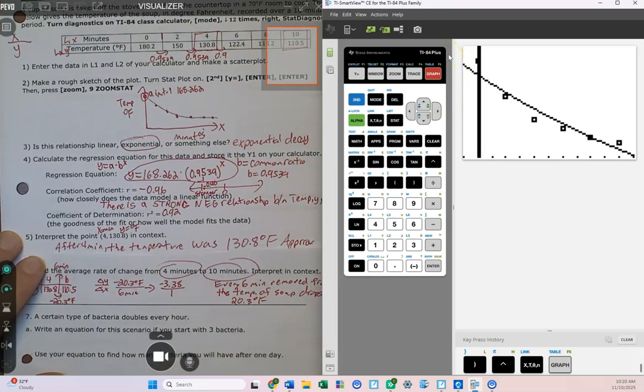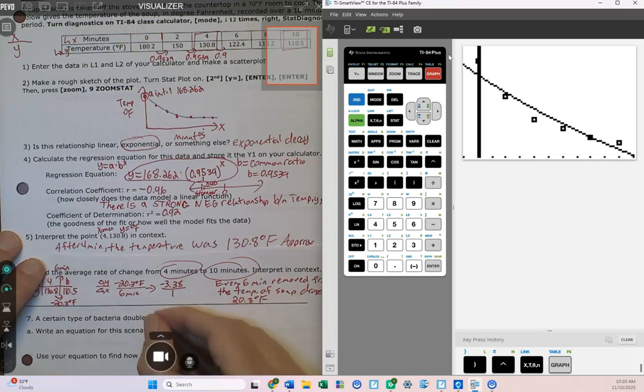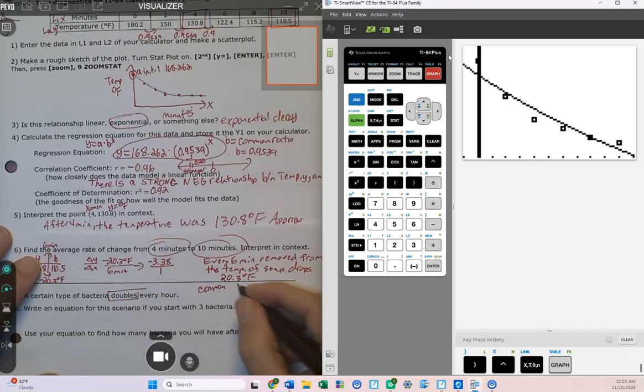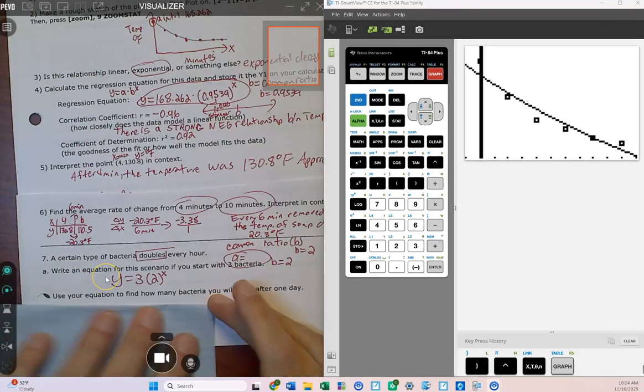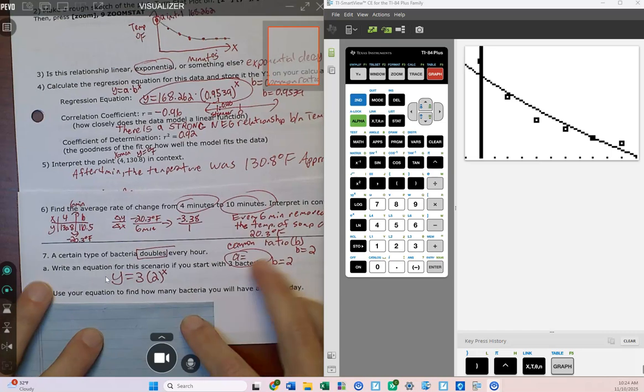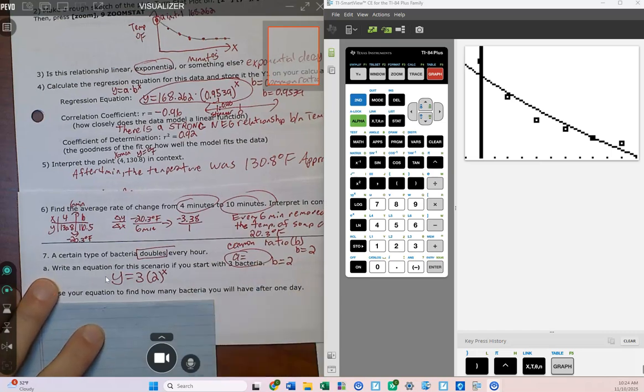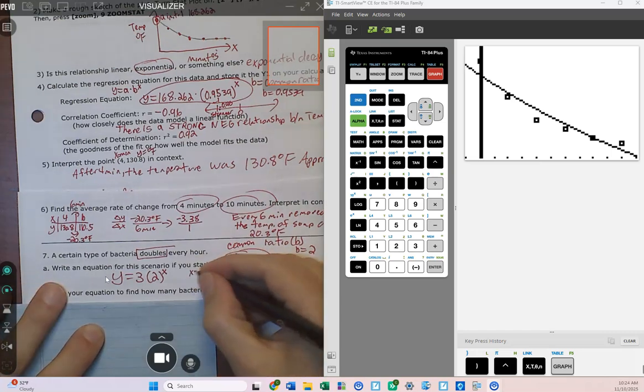A certain type of bacteria doubles every hour. Okay, doubles. That's called the common ratio, or B. So B here is 2. Here's the exponential equation. Okay, so we're going to make a table. X is hours. Y is number of bacteria.